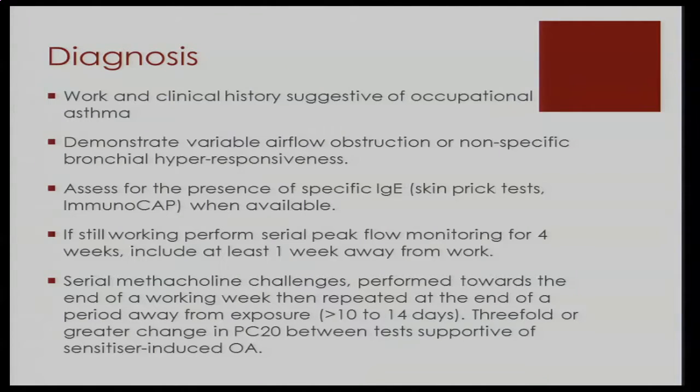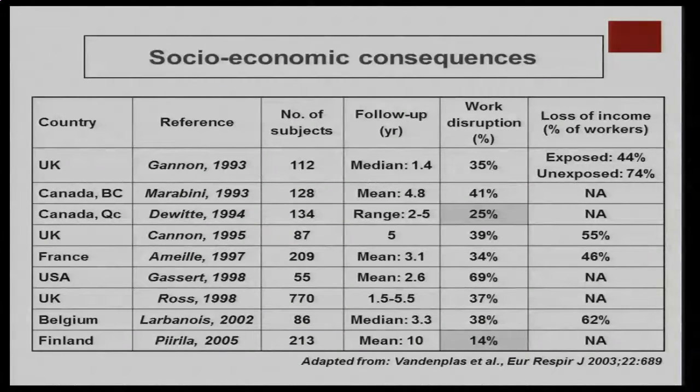We can probably come back to talk about that when we go through the case, but there are significant implications of the diagnosis of occupational asthma, so it's really important not to label somebody with this condition if you're not sure that's what they have. This is international data, but it all shows there's major work disruption once somebody's been labelled with sensitizer-induced occupational asthma. Considerable loss of income as well for these workers too.